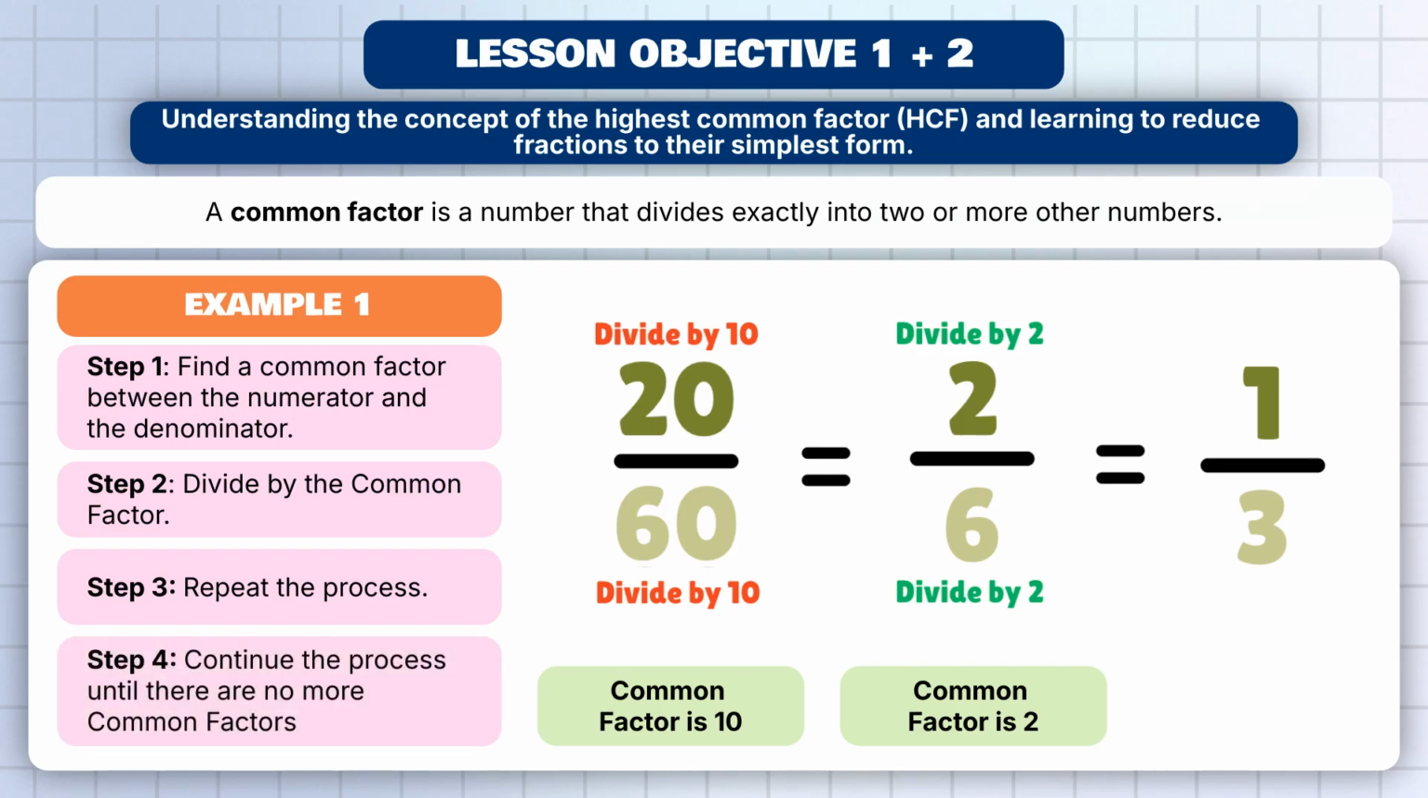We continue this process until no further common factors exist between the numerator and the denominator. At this point, the fraction is fully simplified. In the example above, 1/3 is in its simplest form because no number other than 1 evenly divides both 1 and 3. Next, let's practice with different fractions to solidify our understanding.